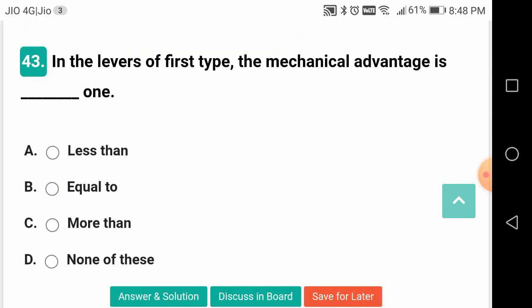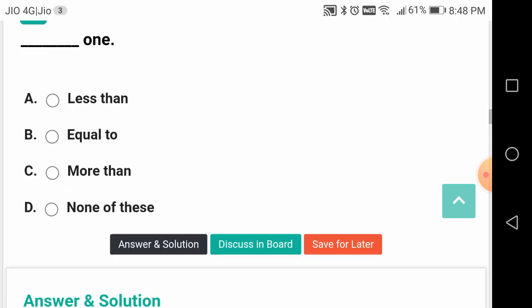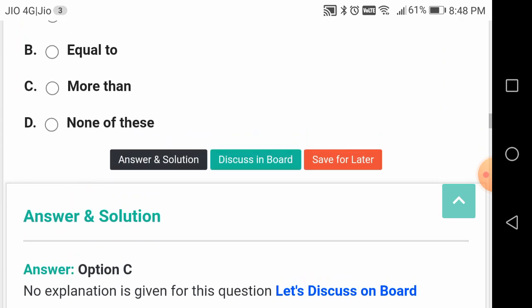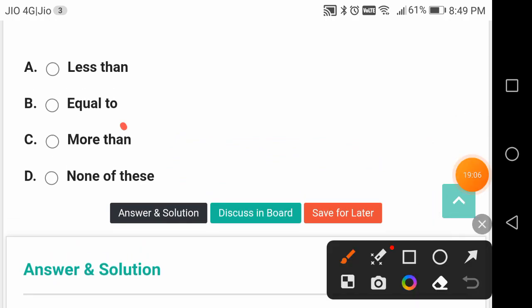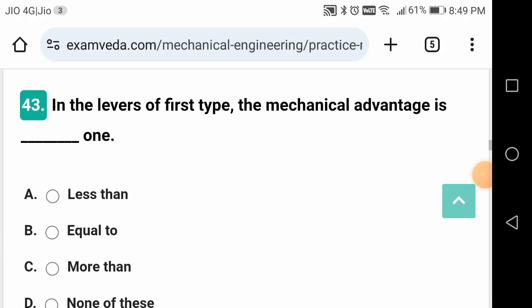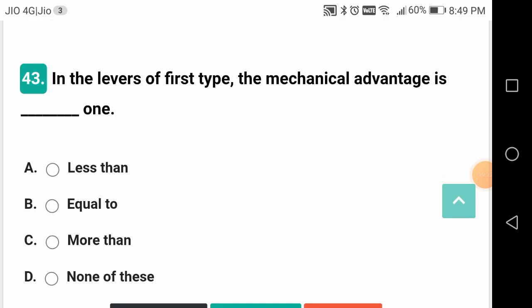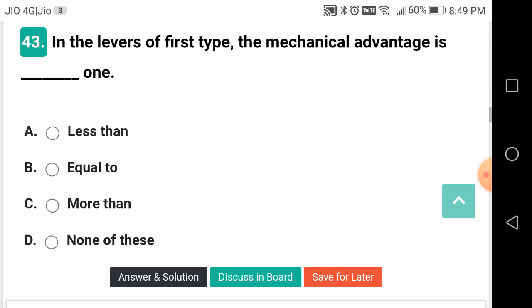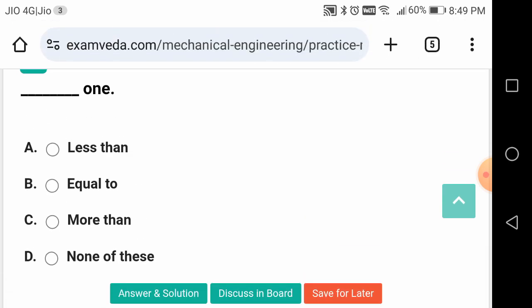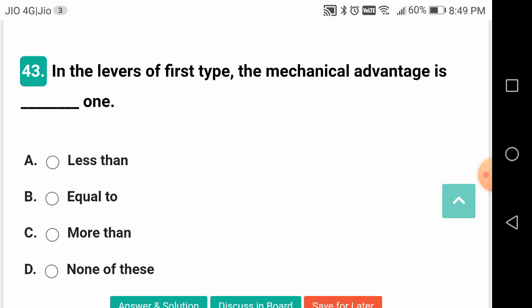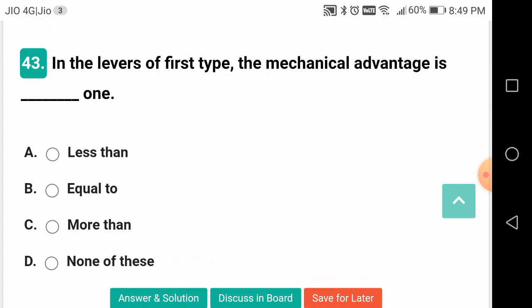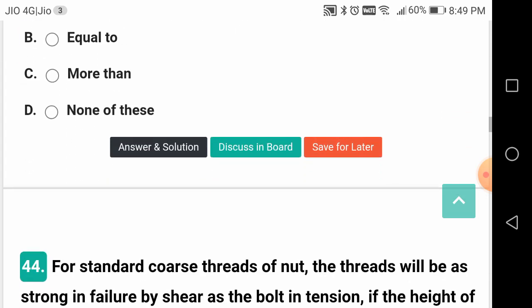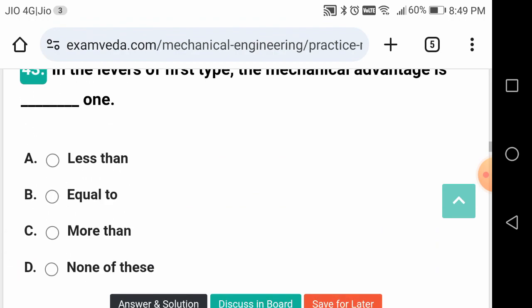In the levers of first type, the mechanical advantage, good question, friends. Is it more or less or equal to 1? It is more than 1. There are three types of levers, friends, depending upon where your load is acting, where your effort is applied and where the fulcrum is. Depending upon that relative position of fulcrum, load and effort, the levers are categorized into three. So please check that. But here, levers of first type, the mechanical advantage is more than one.